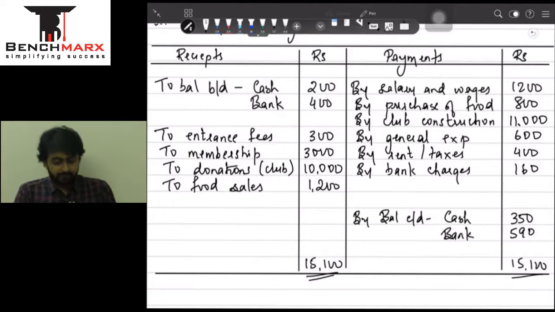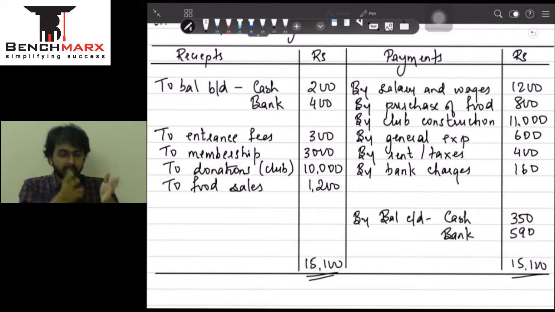Ideally, they shouldn't have given us the closing balances, in which case the balancing figures would represent closing balances. Or they could have mentioned that some expense is the balancing figure, in which case opening, closing and your receipts are known, so the balancing figure could represent some payment. So all we had to do is simply make a cash book. I've simply given fancy names of receipts and payments, but that is what the NPOs are doing.